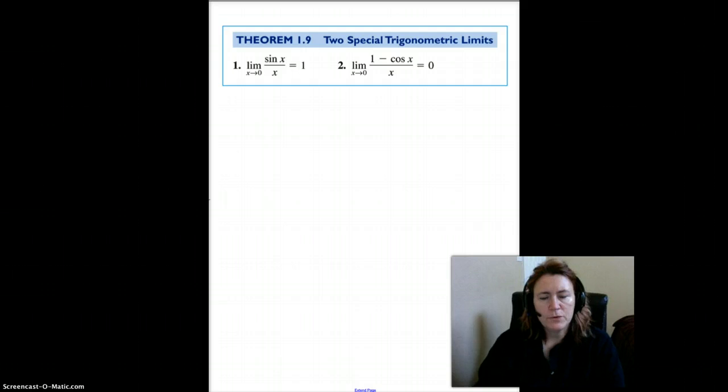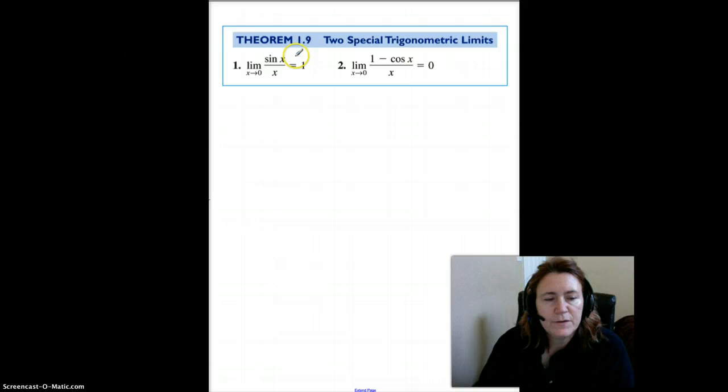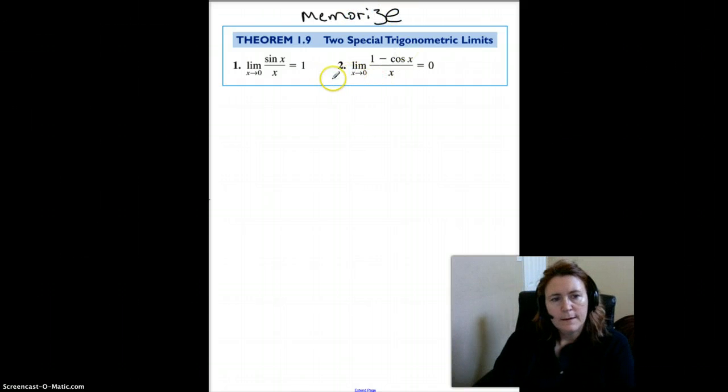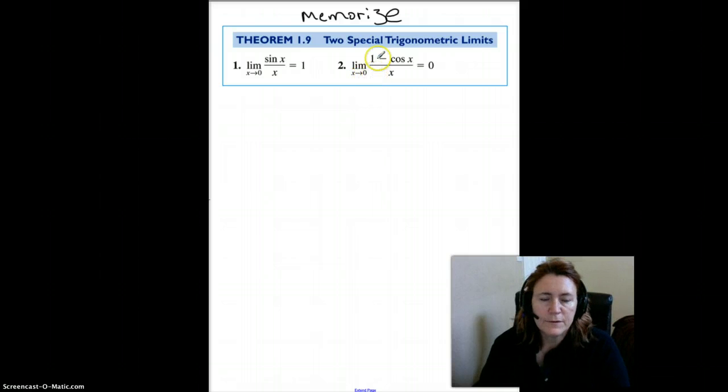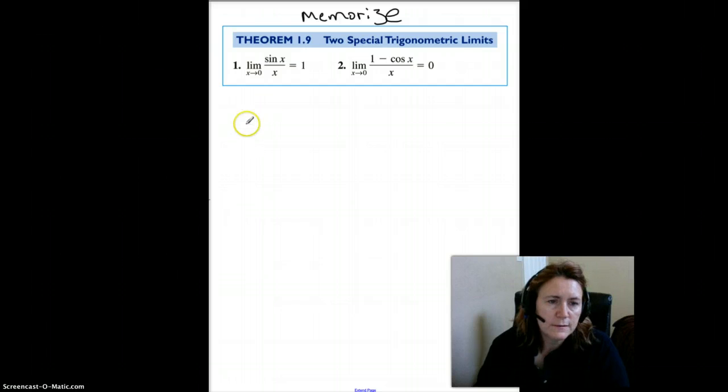All right, the special trig limits that are really cool. The limit as x goes to 0 of sine x over x is 1. Memorize these. And the limit as x goes to 0 of 1 minus cosine x over x is 0. You can do these given any number of variables. I mean, these are specific ones.